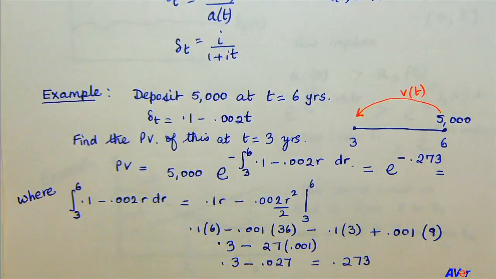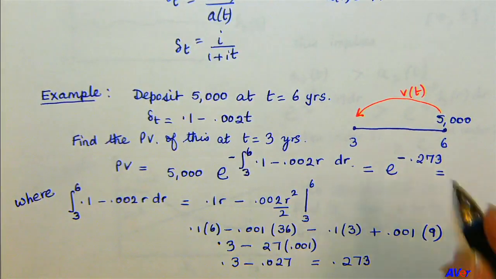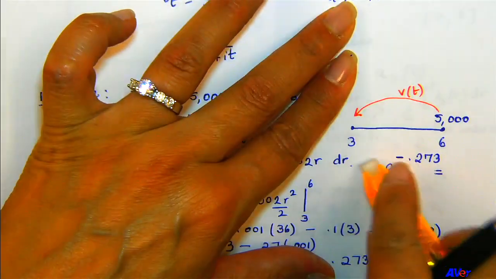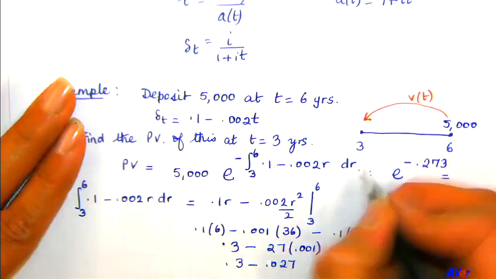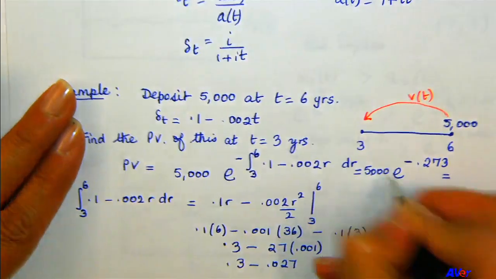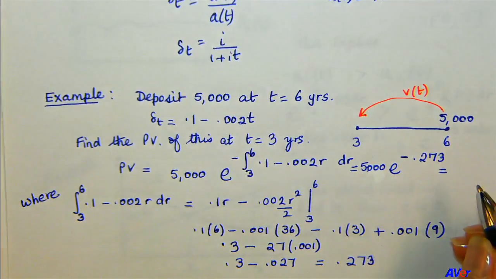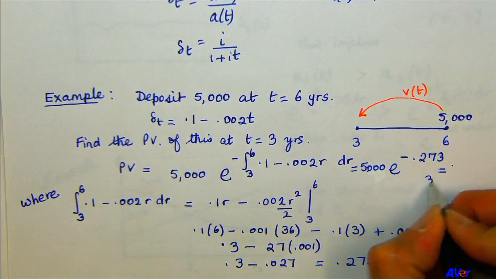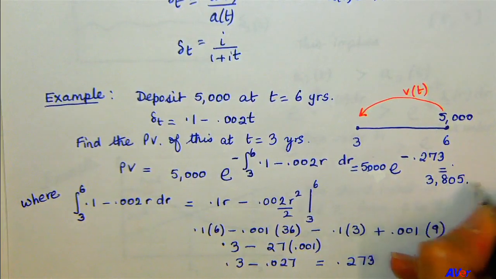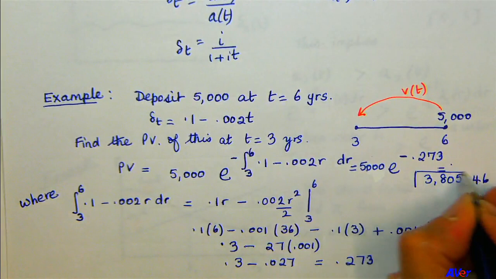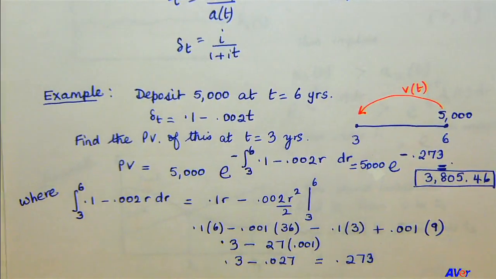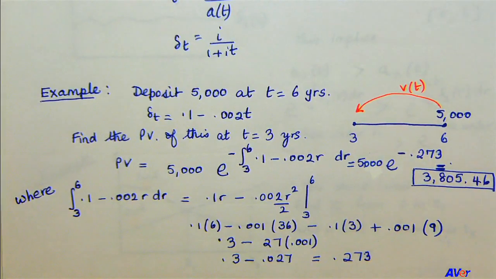So what do I get? 0.76109. Did you times by 5,000? I bet it's times by 5,000, right? So let me clean this up a little bit. Okay, so what do I get? $3,805.46. I agree. Everybody good? I'm just integrating.